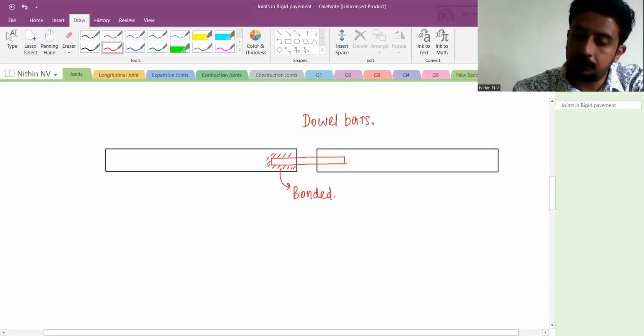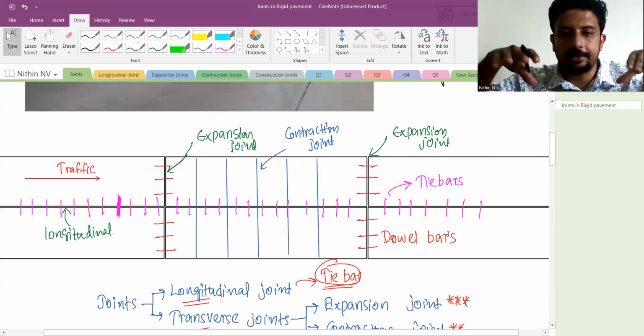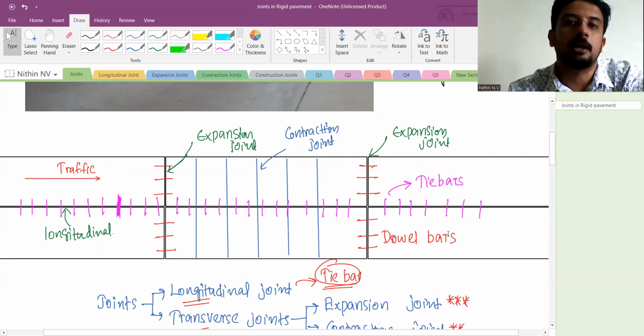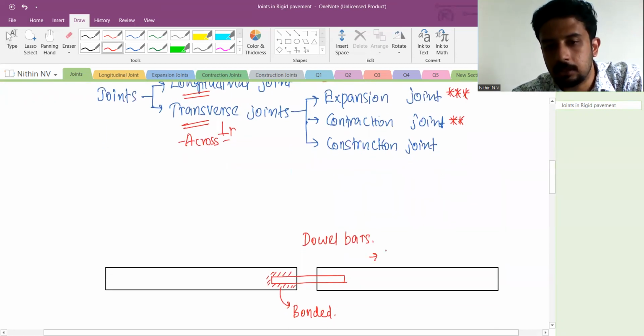Now, what is the direction of the dowel bar then? Look at the image. What is the direction of the dowel bar? Yes, exactly, in the direction of traffic. Right or not? So that also you just note down: dowel bars are in the direction of traffic.